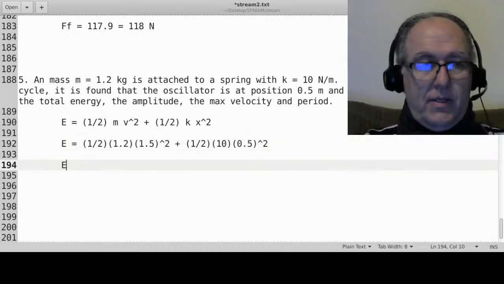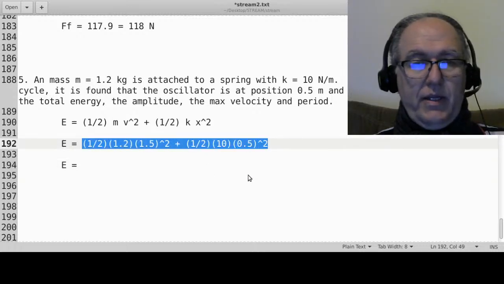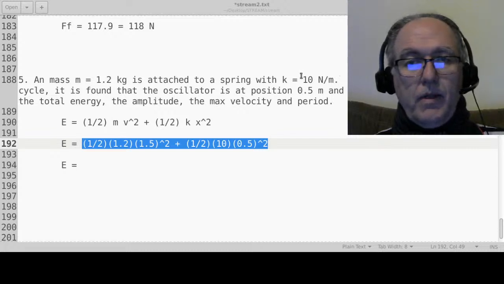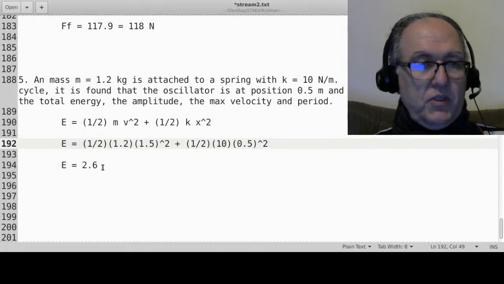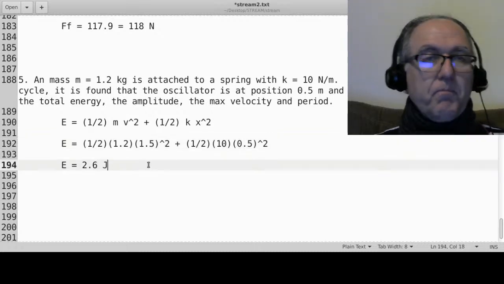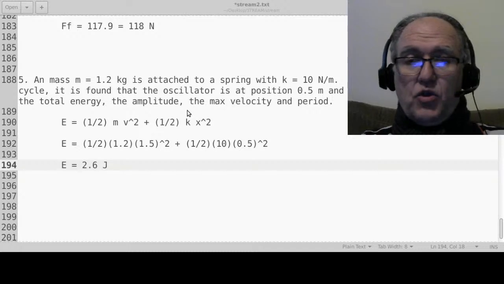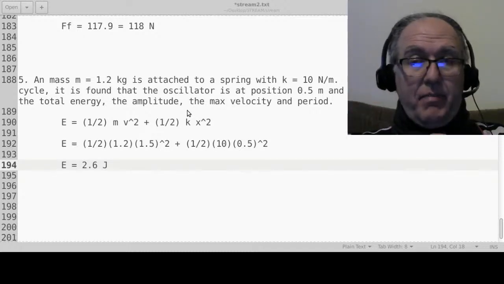Okay, so I'll spare you all the details. I'll just cut and paste this into my calculator and give you the answer. It turns out to be 2.6 joules. Okay, there you go. 2.6 joules. That's the total energy. Where is that the total energy? Everywhere in the cycle, including the endpoints and in the middle.